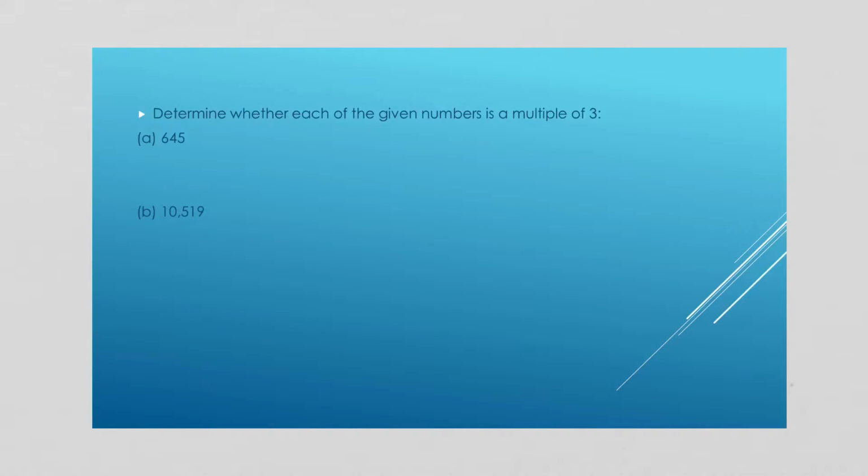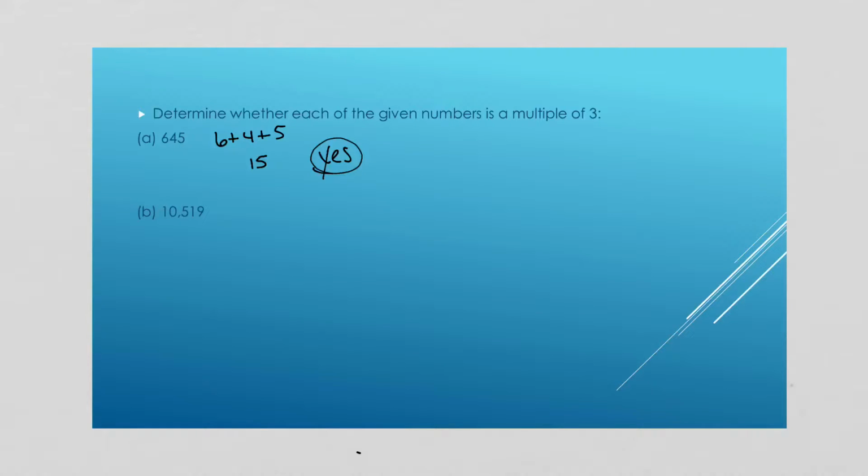In order for something to be a multiple of 3, you add up the digits and see if that number is a multiple of 3. So the easiest way to do this, 6 plus 4 plus 5. 6 plus 4 is 10, 10 plus 5 is 15. Because 15 is a multiple of 3, I would say yes on this one.